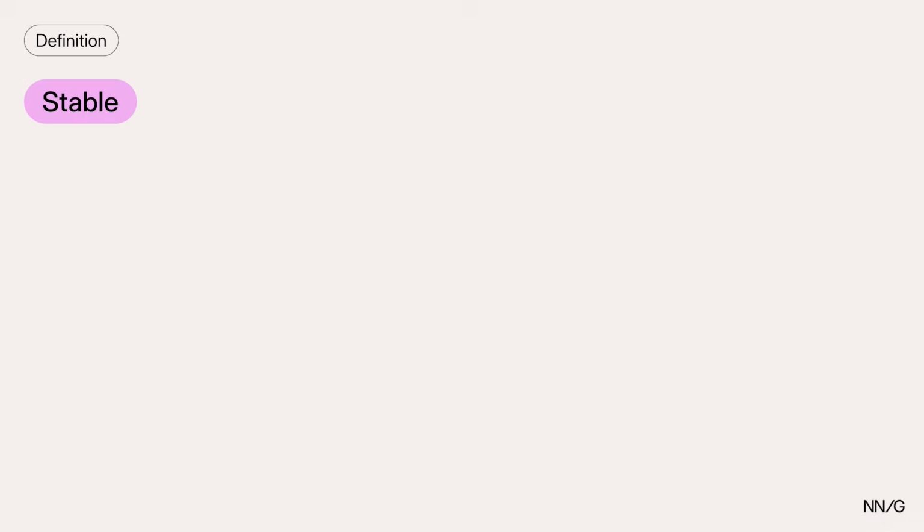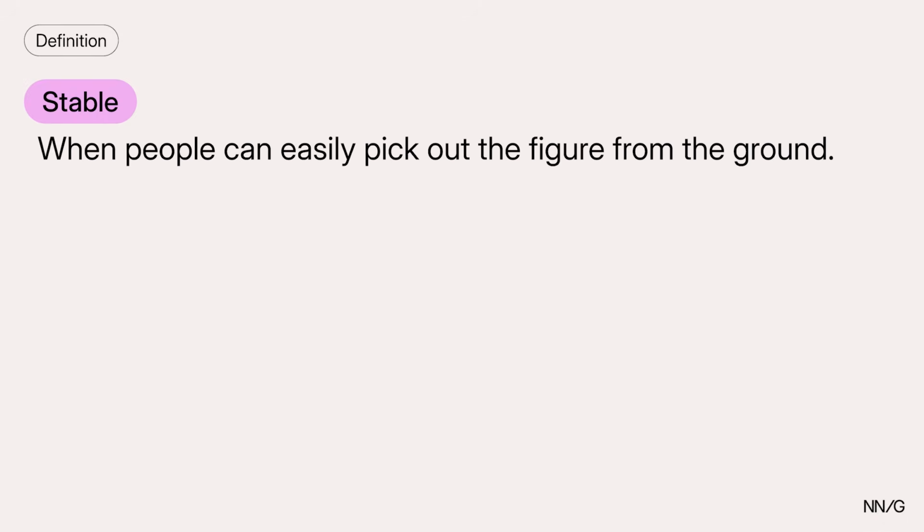There are basically two states of figure ground relationships, stable and unstable. Stable is when people can easily pick out the figure, or the object that's perceived as being in front or on top, from the ground or background. Most figure ground relationships in the world around us are very stable. Just look away from the screen for a moment at the world around you. There's no question in my mind what's in front of what.